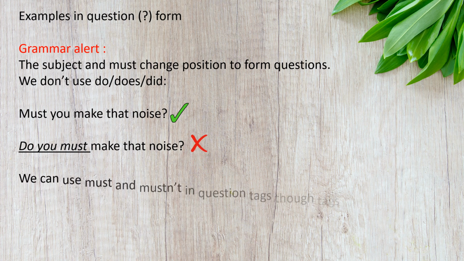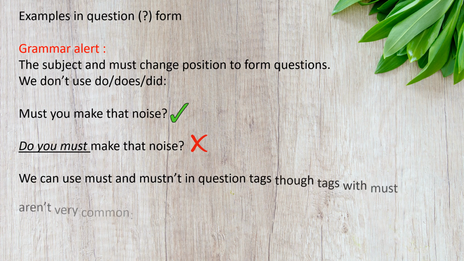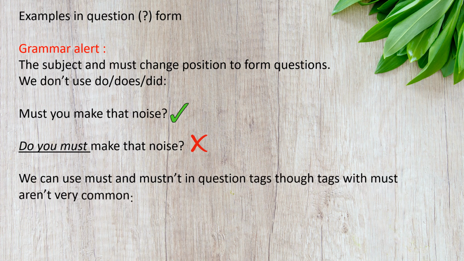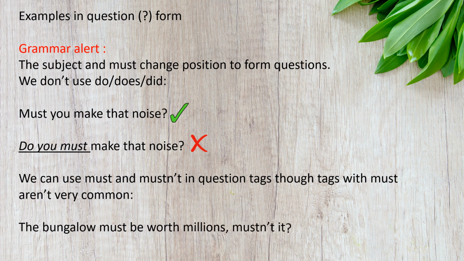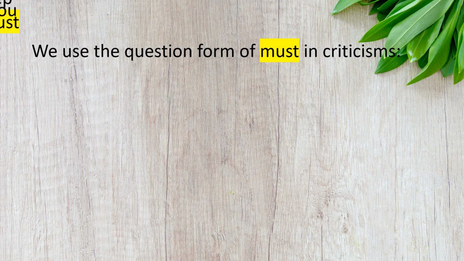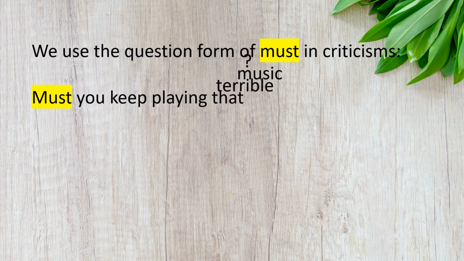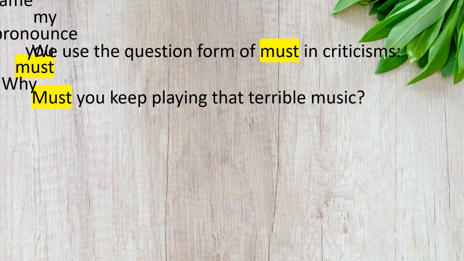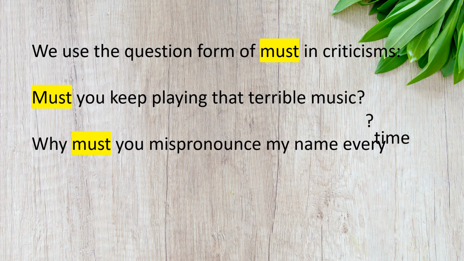We can use must and mustn't in question tags, though tags with must aren't very common. The bungalow must be worth millions, mustn't it? We use the question form of must in criticisms. Must you keep playing that terrible music? Why must you mispronounce my name every time?